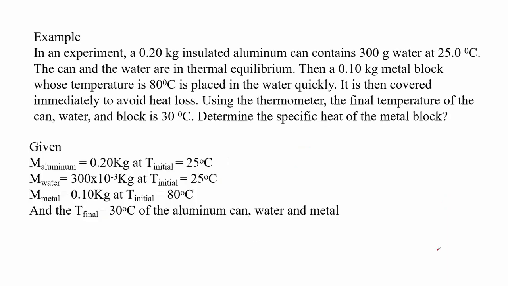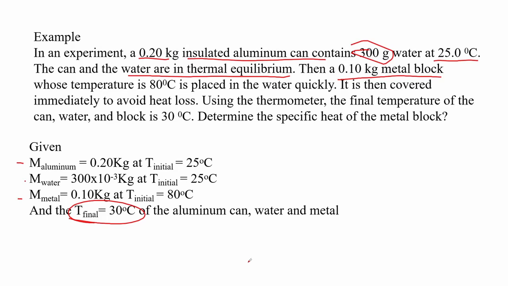Here we have an example for calorimetry. In an experiment, a 0.20 kilogram insulated aluminum can contains 300 grams of water at 25.0 degrees Celsius. The can and the water are in thermal equilibrium. Then a 0.10 kilogram metal block whose temperature is 80 degrees Celsius is placed in the water quickly. It is then covered immediately to avoid heat loss. Using the thermometer, the final temperature of the can, water, and block is 30 degrees Celsius. Determine the specific heat of the metal block.